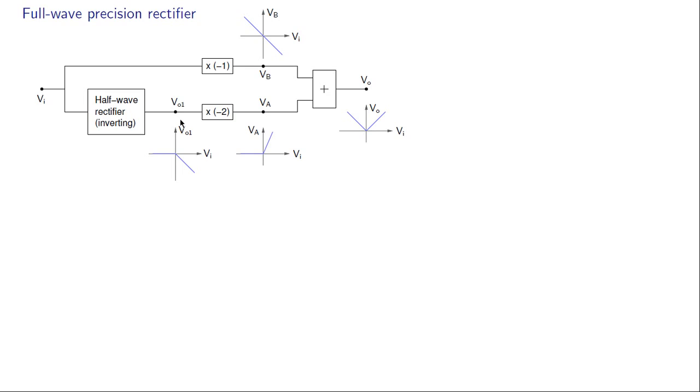VO1 is multiplied by minus 2 to obtain VA. Now in this region, when Vi is negative, multiplying by -2 doesn't make a difference. So Va is also 0 here. In this region, when Vi is positive, VO1 is minus Vi, and multiplying that by -2 will give us plus 2 times Vi, and that is what is shown over here.